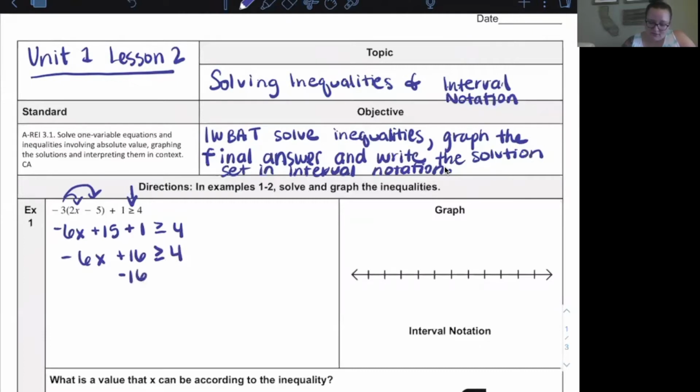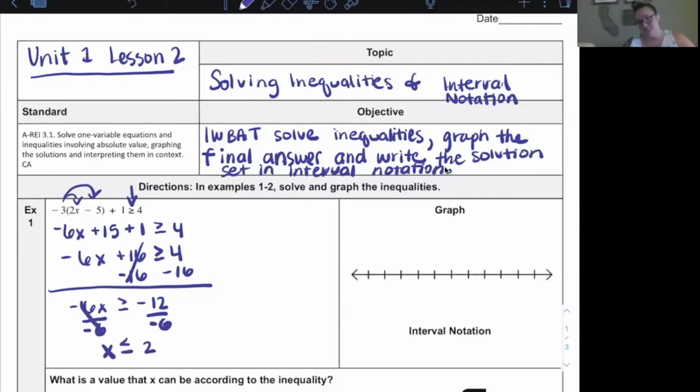Then we need to subtract the 16 from both sides. So -6x is greater than or equal to -12. Now here is where inequalities differ from equations. We're going to have to divide both sides by -6. Whenever you divide an inequality by a negative on both sides, you have to flip the inequality sign. So because I'm dividing this side by -6 and this side by -6, I'm going to flip my inequality sign. So then x has to be less than or equal to 2.